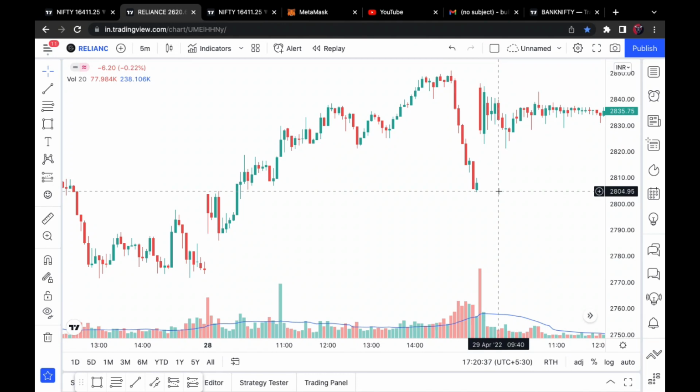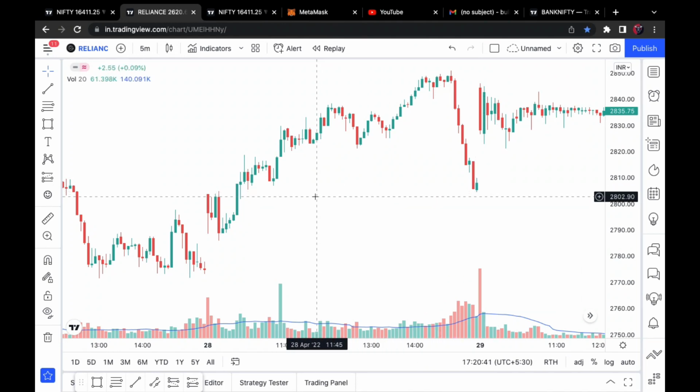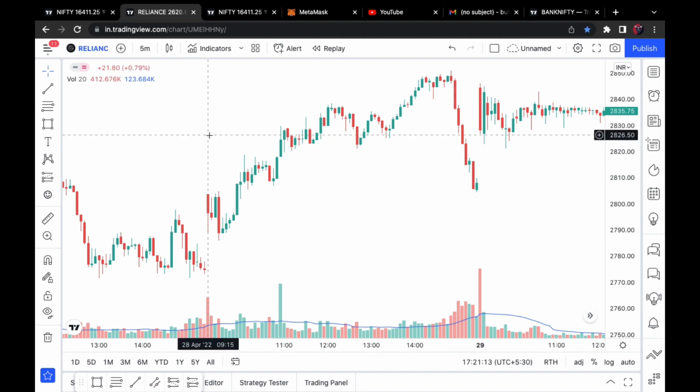This volume indicator is not so useful, but some people use it to check whether the stock has good volumes, or whether people are interested to buy, or to sell. It is not so famous or useful an indicator, but it can be useful for you as a beginner. So thank you guys, hope you liked my video.